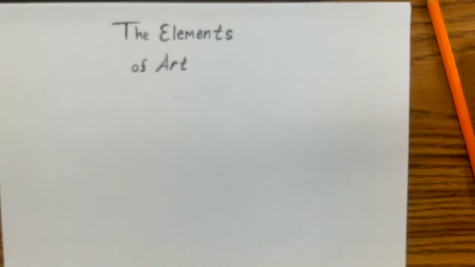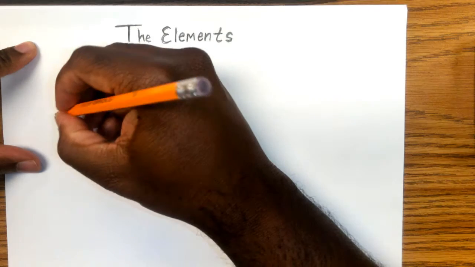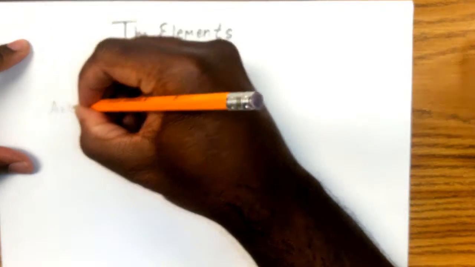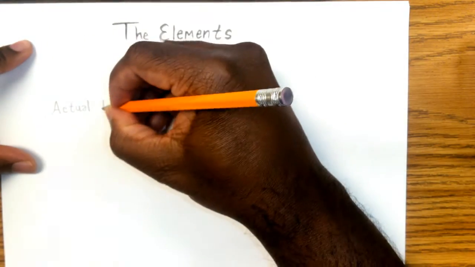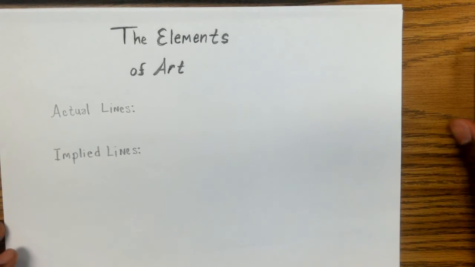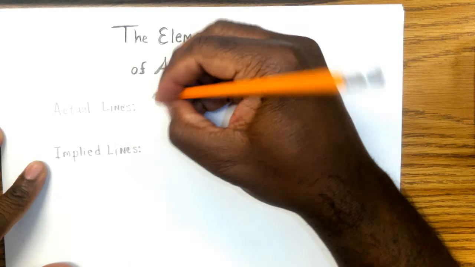Okay, yesterday we had gone over the element of line. However, we're not quite out of the woods yet, because before we can go any further, we need to talk about actual lines. And implied lines. Okay, so actual lines.